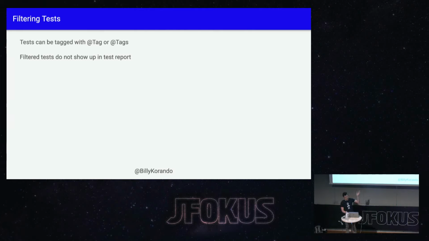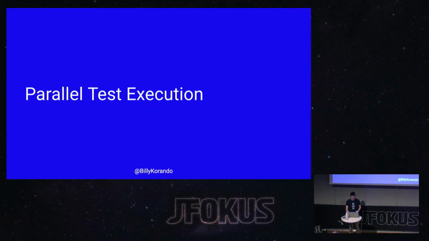Filtering tests. I believe this was called categories in JUnit 4, but tests can be tagged with @Tag or @Tags, and you can put arbitrary strings within that to say which tests are filtered or not filtered. But unlike ignored tests, filtered tests do not show up in the test report. So if you're doing an exclude or include, and you have 100 tests and you're excluding 50, then only 50 will show up in your test report. It won't make any reference to the 50 non-executed tests. So something to keep in mind when doing that.